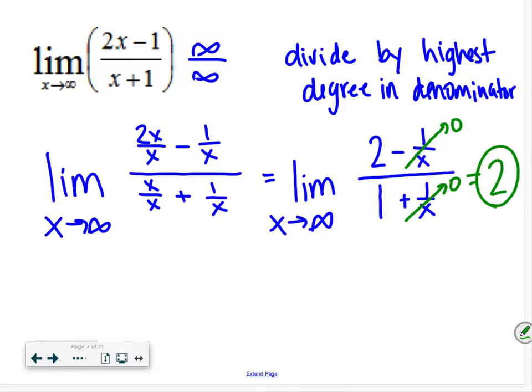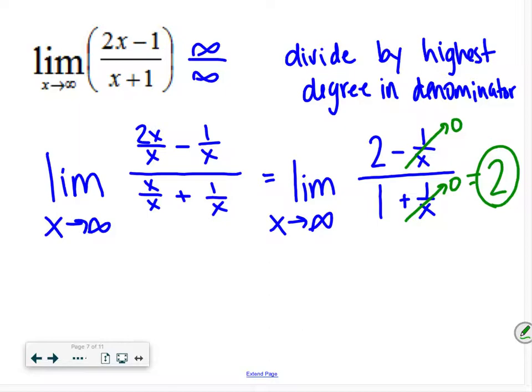It's kind of like how we multiplied by the conjugate last week. It's basically an algebraic trick we can use to help us determine analytically what the limit is. So you're not dividing by the whole term? No, we just take the highest degree and we divide everything by that. We will do another example.